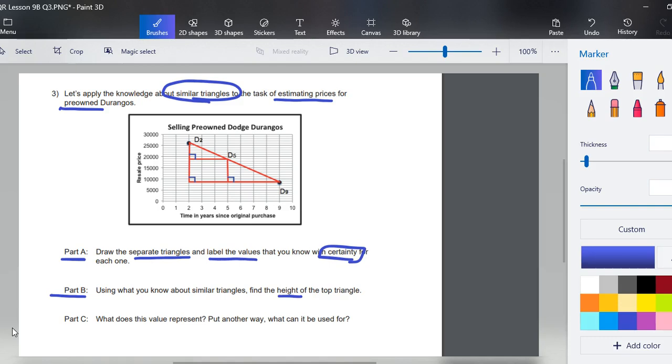And the top triangle is this one. And we're going to find the height of the top triangle. And then part C says, what in the world does that value even represent? Or what in the world could it even be used for? So we're going to start by separating the triangles and labeling each of them for what we know for certain. And so we'll go over here and start with this top little one.